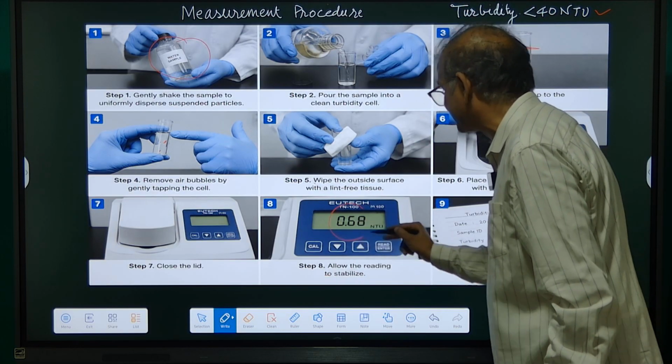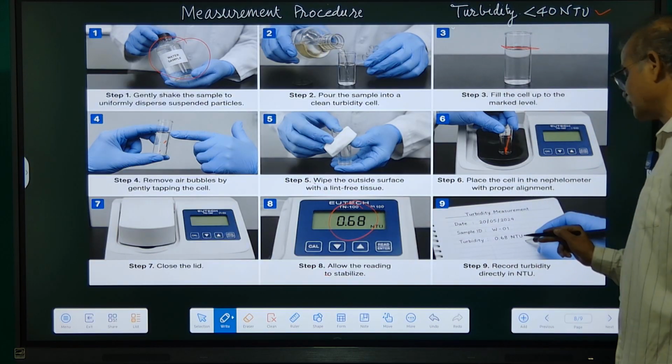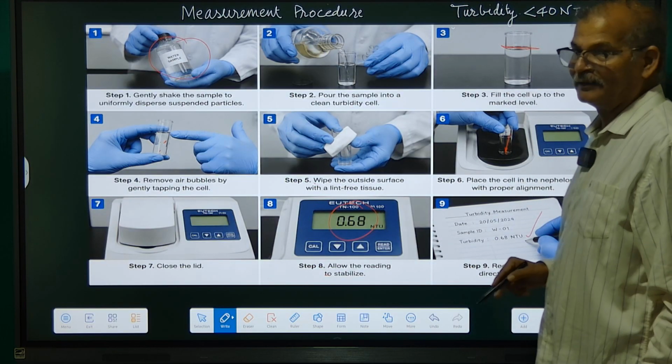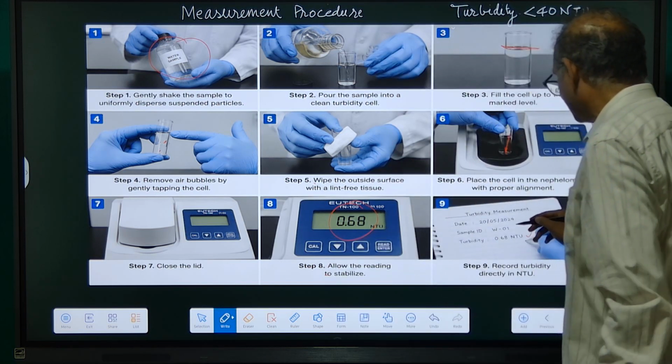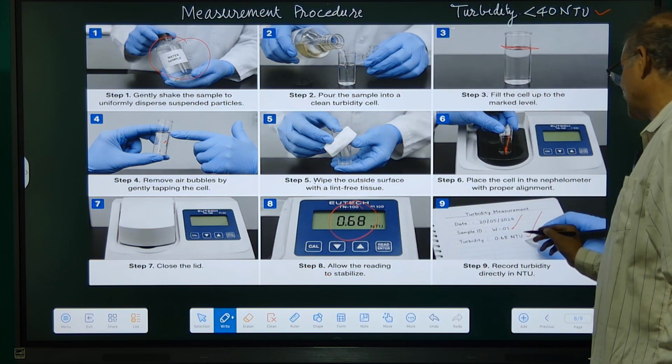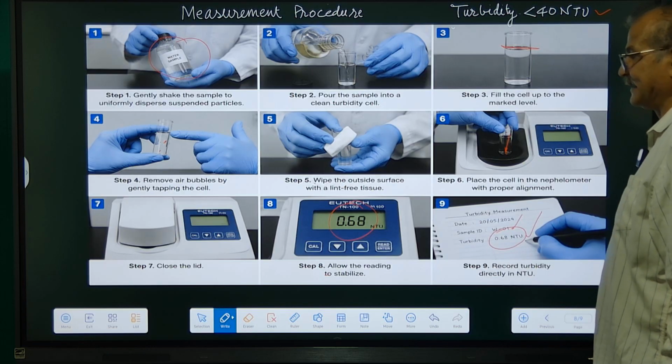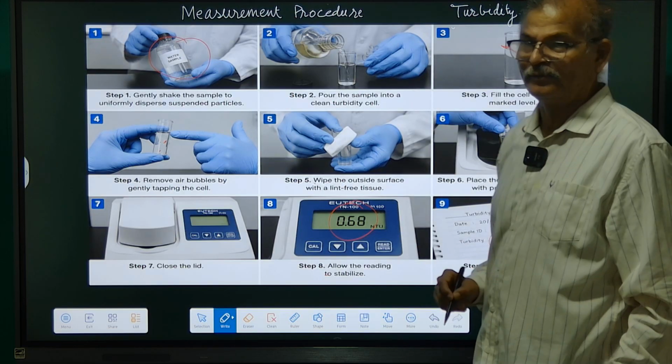Now for this solution it has come 0.68. We should record this 0.68 in our laboratory records, with the sample ID etc. Sample ID W01, turbidity of this sample is 0.68 with the standardized nephelometer.